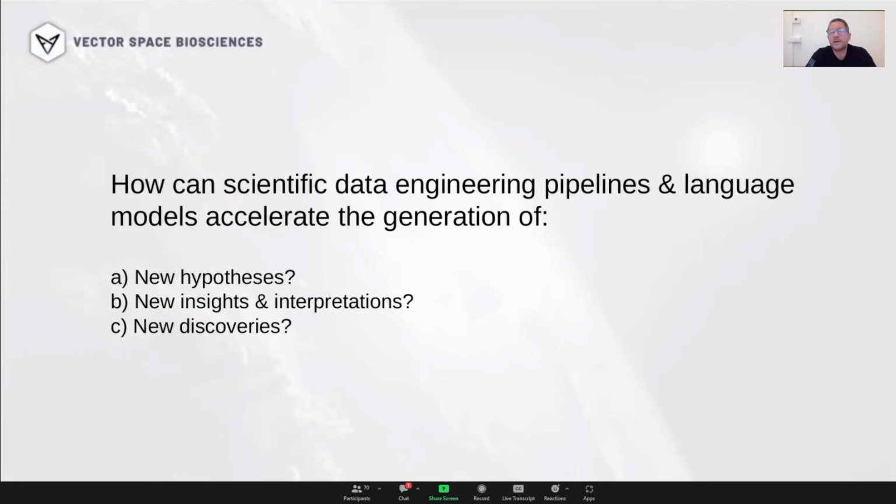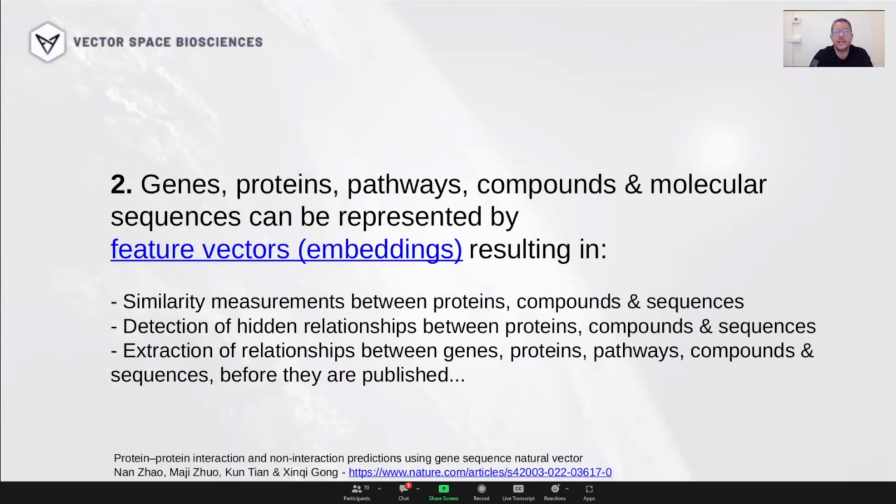So what are other ways that scientific data engineering pipelines and language models can accelerate the generation of hypotheses, new insights and interpretations or discoveries? Well, when you look at genes, proteins, and pathways, they can be represented by feature vectors or embeddings. And that results in the ability to engage in similarity measurements between proteins, compounds, and sequences. That, in turn, provides the ability to detect hidden relationships between proteins, compounds, and sequences, and then the extraction of those relationships before they are published.